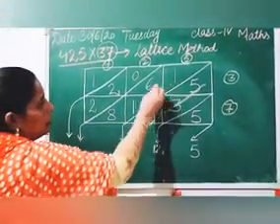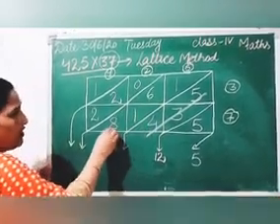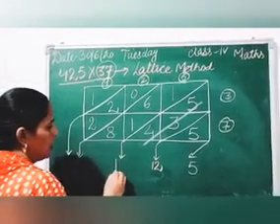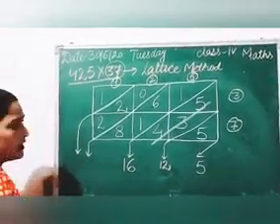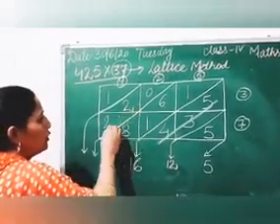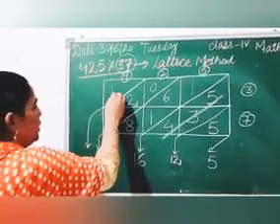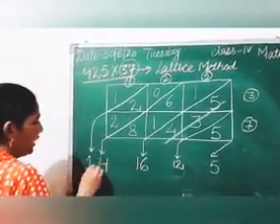Then 1, 6, 1, 8. These will be added: 1 and 6 is 7, and 1 is 8, and 8 is 16. We will write 16 here. After that, 2 and 2 and 0. These will be added, and we will get 4. Now this one is left, it will be written like this.